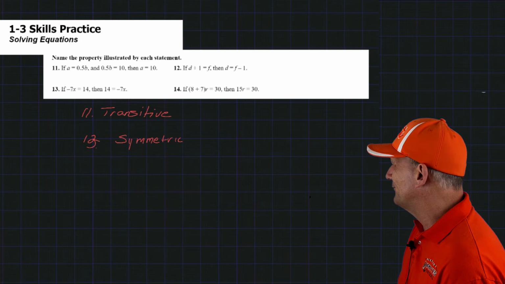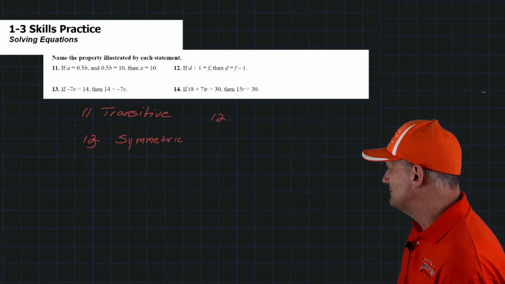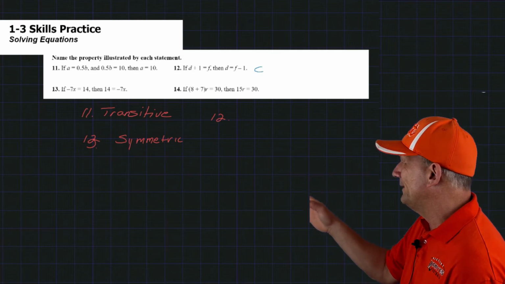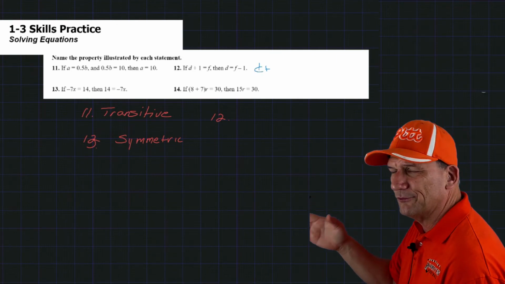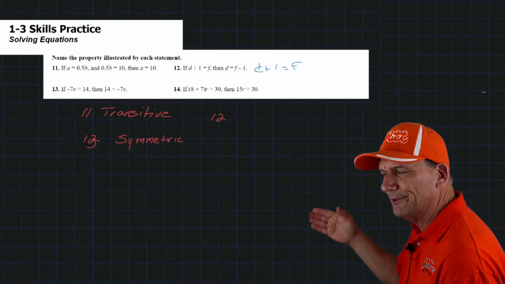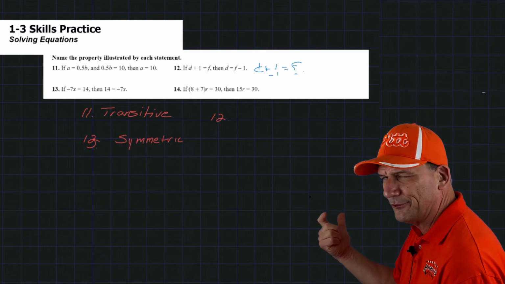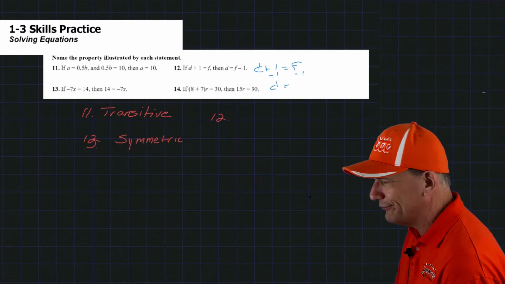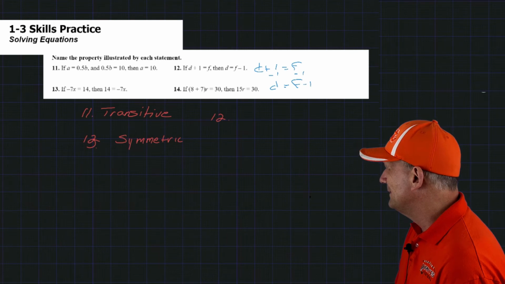Okay, so the second one, 13. I went down, so if -7x equals 14, then 14's gotta equal -7x. All we did is switch around the terms. That's the symmetric property, okay? All right.